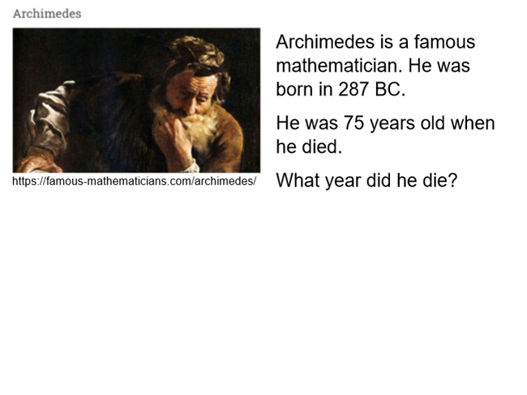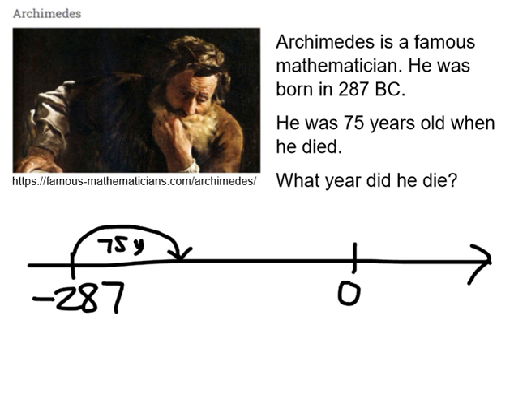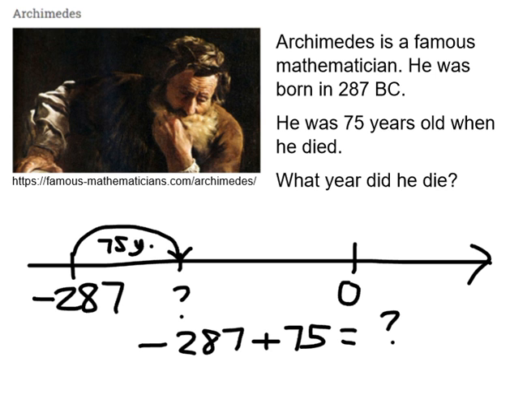So if you imagine a number line that would represent this situation, we have our year 0, and 287 before is negative 287. He was 75 years old when he died. So there's 75 years that passed, and so what year did he die? The operation you have to do is minus 287 plus 75. You have to figure out the answer to this.